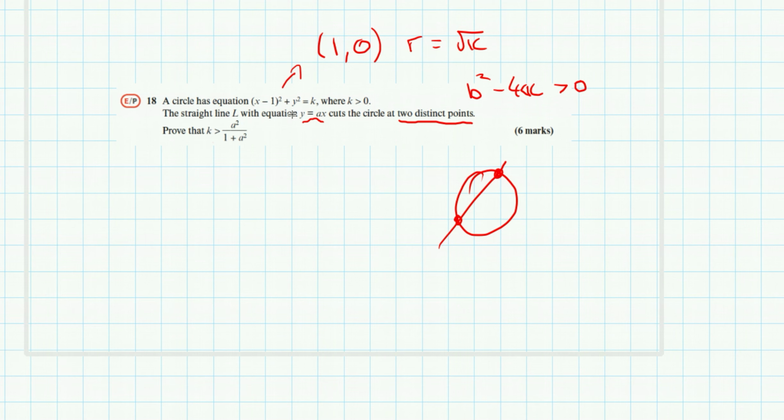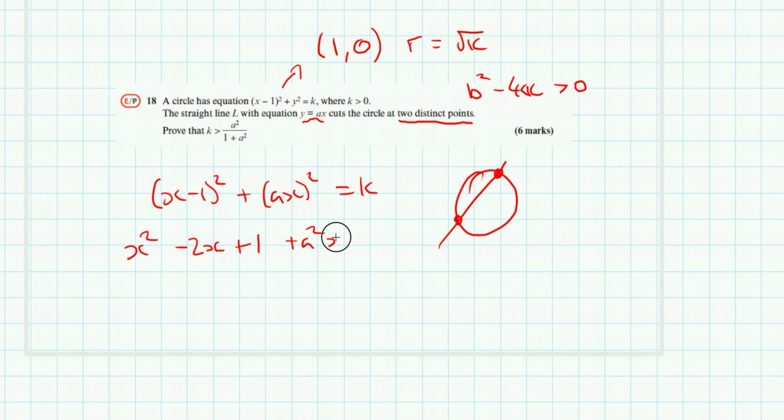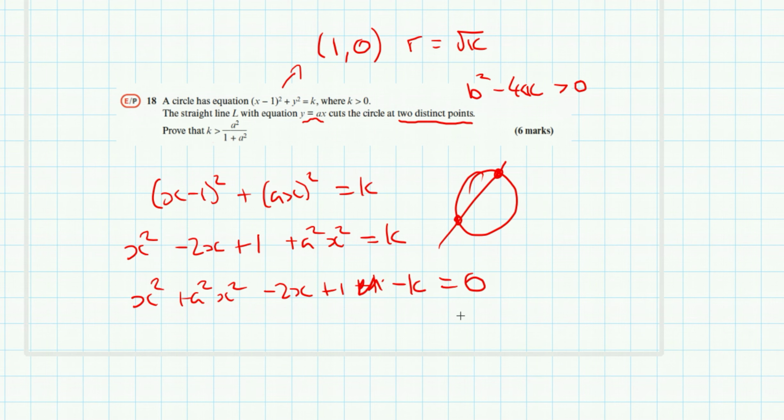So from here, the first thing we do is replace our y in our circle with the straight line. So it becomes (x minus 1) squared plus (ax) squared is equal to k. Then we're going to expand everything out, so it becomes x squared minus 2x plus 1 plus a squared x squared is equal to k. And then we're going to move everything to the left-hand side, so it becomes x squared plus a squared x squared minus 2x plus 1 minus k equal to 0.